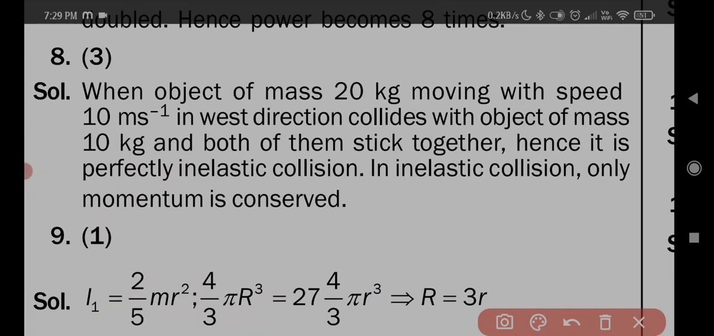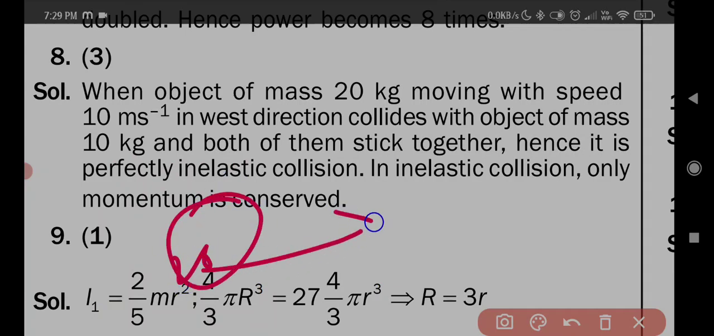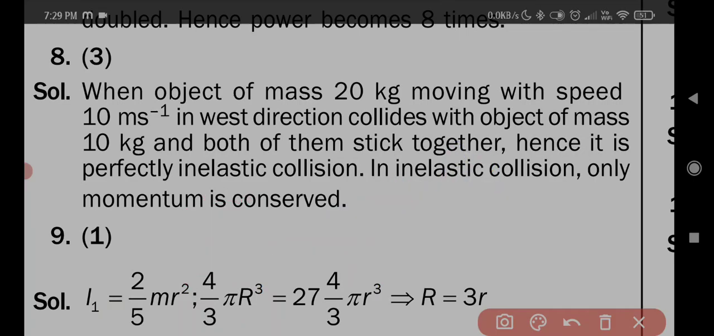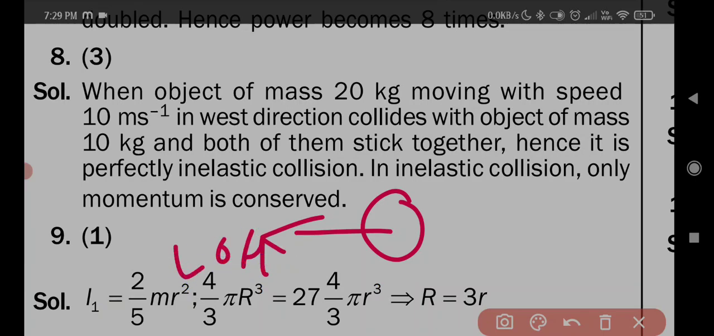So what they are saying is, there is a mass of 20 kg. It is moving with 10 meters per second in the west direction. West means this side. The other object is of mass 10 kg, moving towards the north like this, with 15 meters per second. Both collide and stick together.